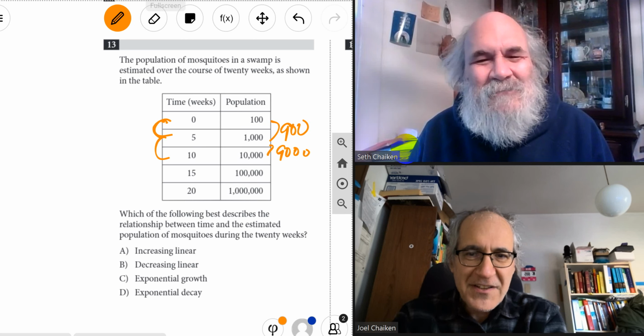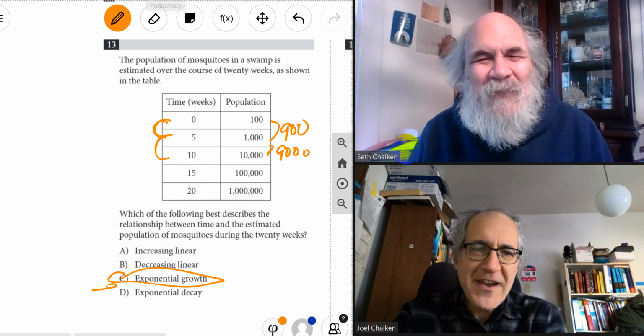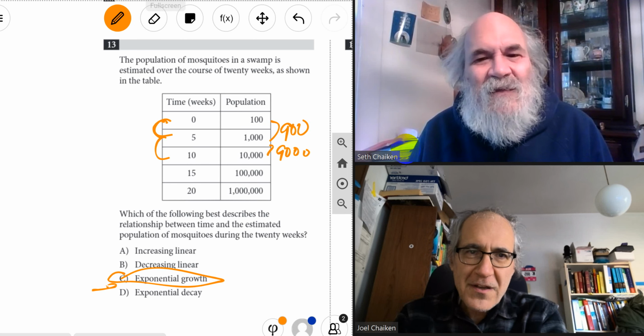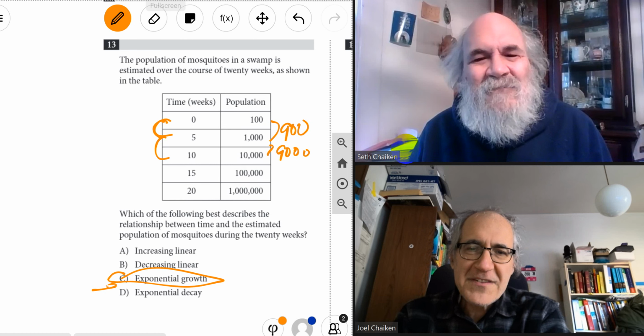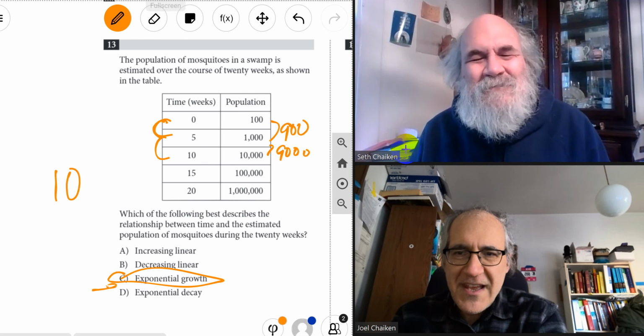This is clearly not linear, and then the only choice they gave you is exponential growth. If they gave you a quadratic growth, you would have to think a little more. But Seth's right. It's exponential because it's 10 to the n.